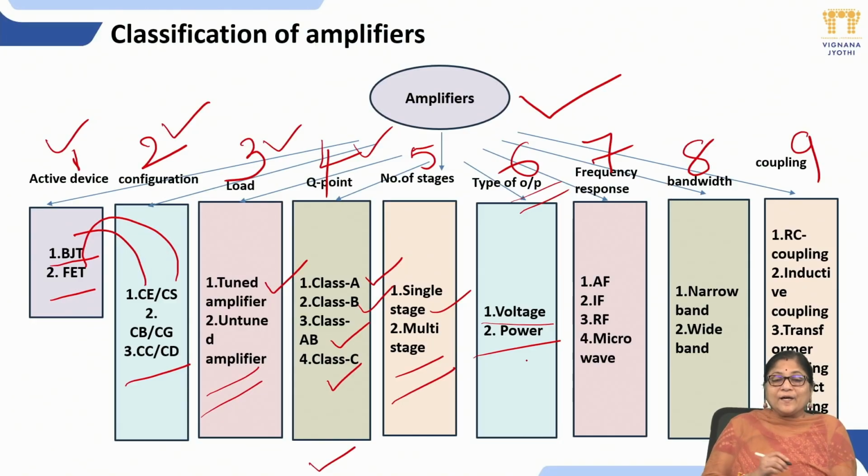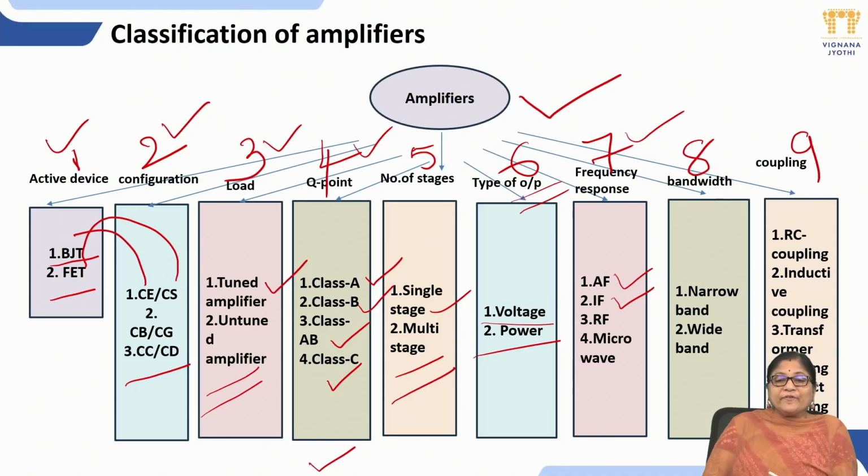Then we call it a power amplifier. Next, based on the frequency response, that is, what is the range of frequencies we are taking for the signal to be amplified. If it is in the audio frequency range, we call them audio frequency amplifiers. Intermediate frequency, basically this IF is used in communication applications.